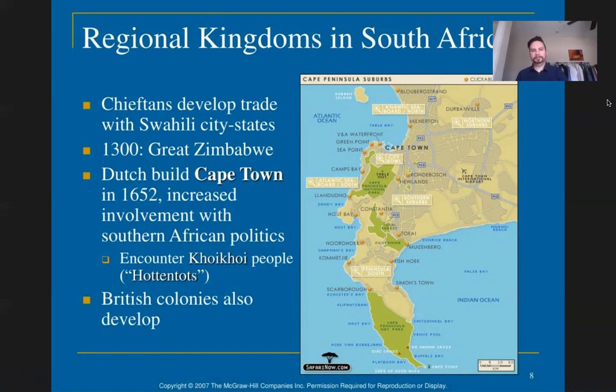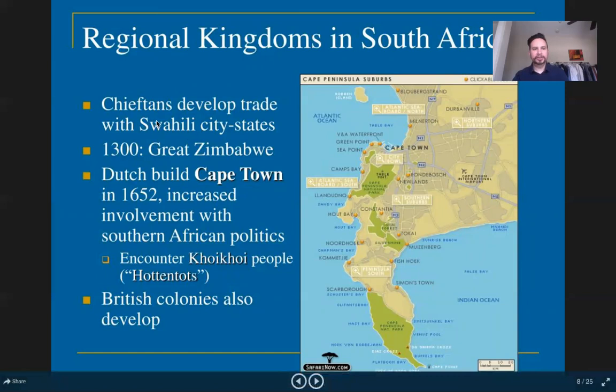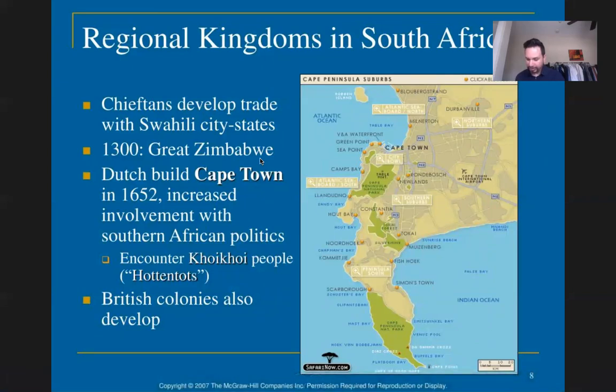So, regional kingdoms in South Africa. Chieftains develop a trade with the Swahili city-states, and in the 1300s, the city of Great Zimbabwe was created. It was a massively built city in 1300, near the city of Nyanda in modern Zimbabwe, and they dominated the gold-bearing plain between the Zambezi and the Limpopo rivers until the 15th century. So Europeans arrive in South Africa.